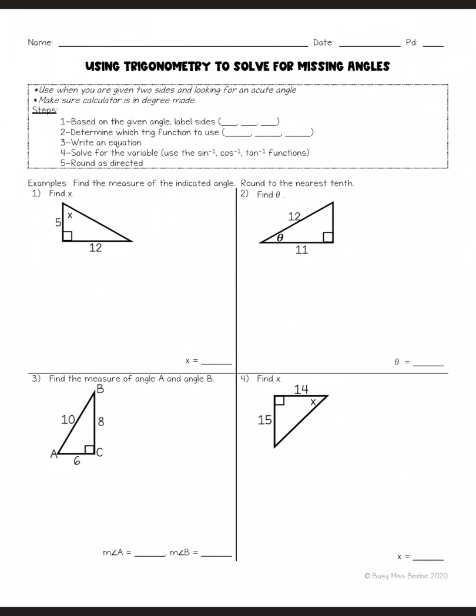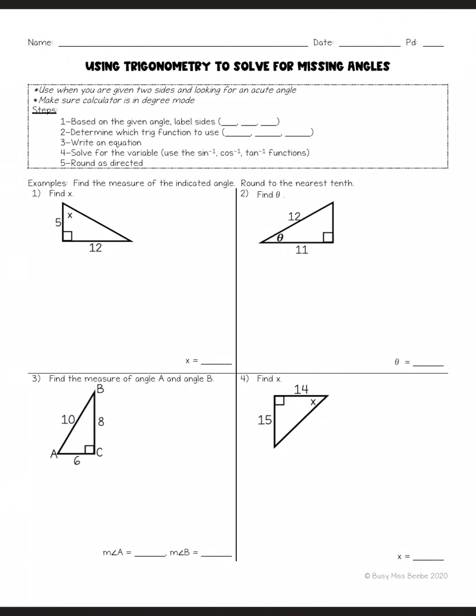Hey Geometry! In today's notes, we are using our trig ratios to solve for missing angles this time. So our steps are pretty much the same as they were when we were finding missing sides.